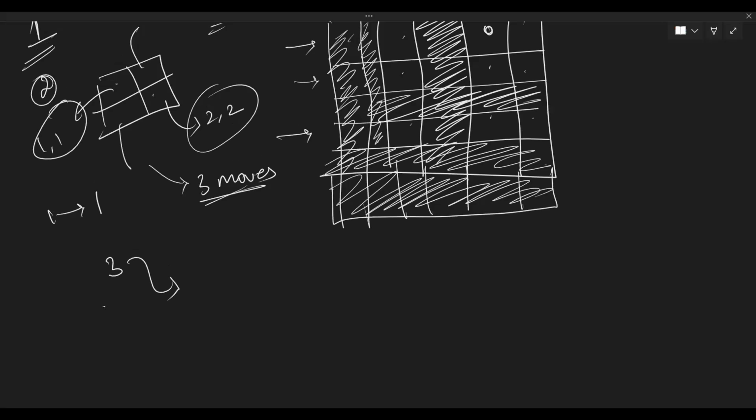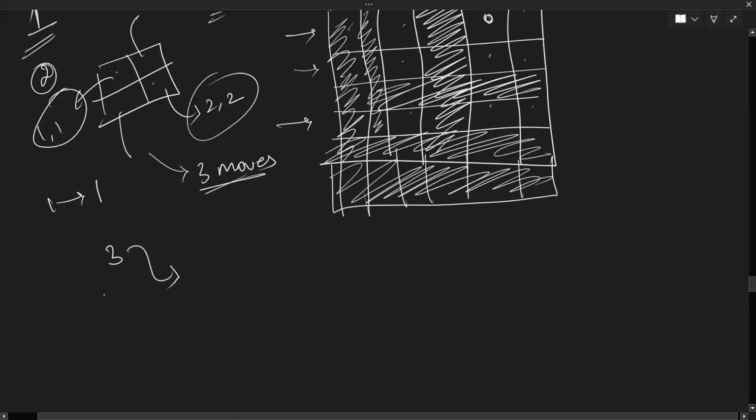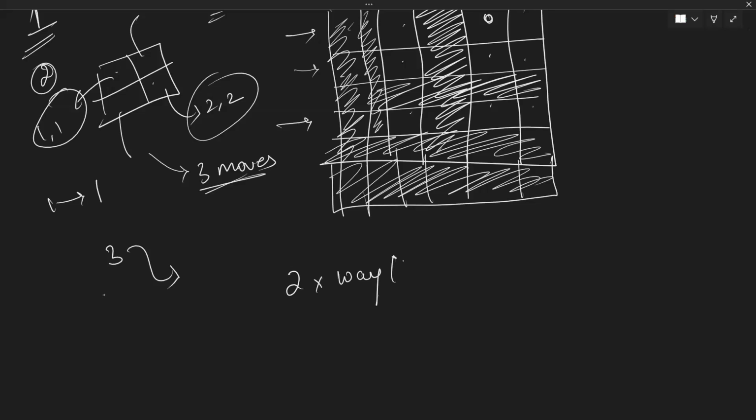So let's see. I'm not going to draw it, but the formula for this is 2 times the number of ways you got for I minus 1. I'll explain how we come up with this, and all the previous ways. So the previous ways, and you need to multiply this by 2. I'll explain how I minus 1.